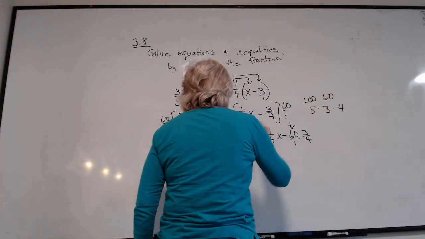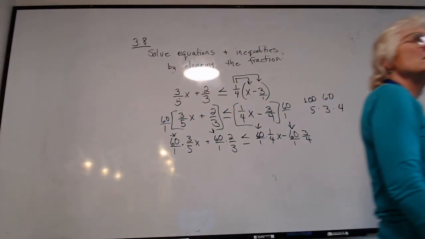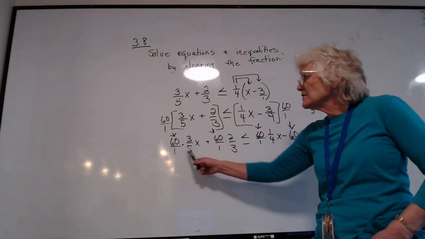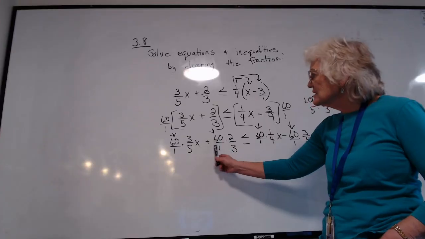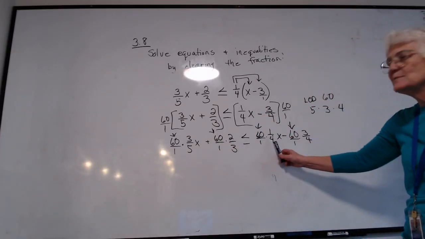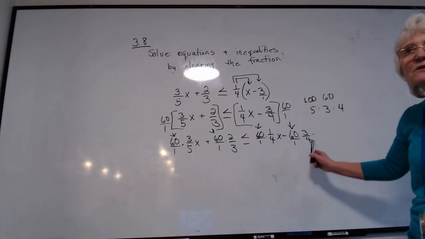Notice, 60 is being multiplied to every term. Do you notice that? The 3/5 x, 60 is being multiplied by it. The 2/3, 60 is being multiplied by it. The 1/4 x, 60 is being multiplied by it. The 3/4, 60 is being multiplied by it.